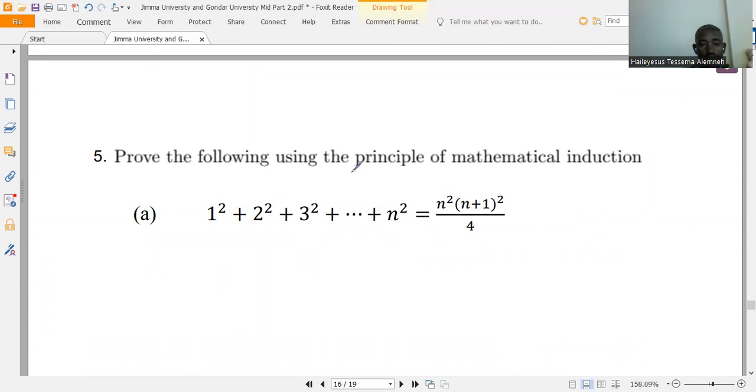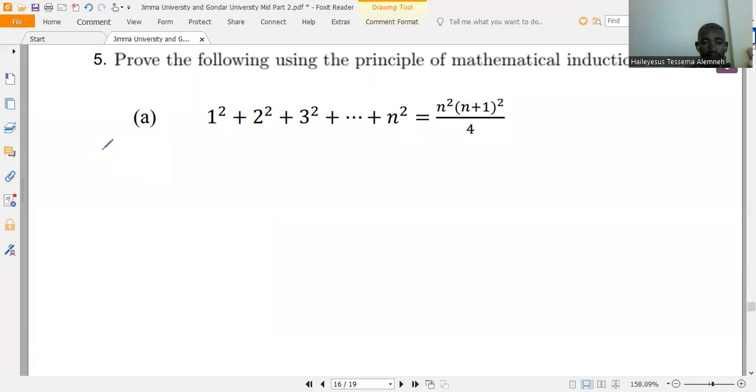The next one is: prove the following using the principle of mathematical induction. 1 square plus 2 square plus 3 square plus ... plus n square is equal to n square times (n plus 1) the whole square over 4. To prove this, we follow 3 steps. First, we check it's true for n is equal to 1. On the second step, we assume that it's true for n is equal to k, and on step 3, using the second assumption, we want to prove that it's also true for n is equal to k plus 1.